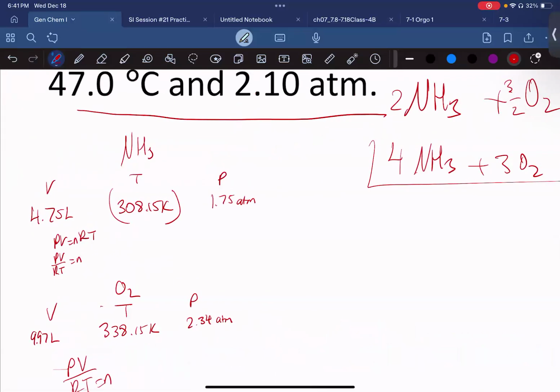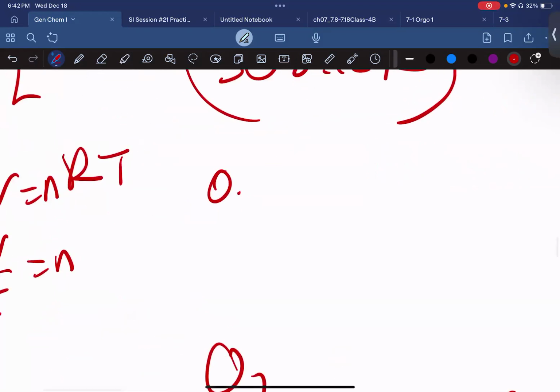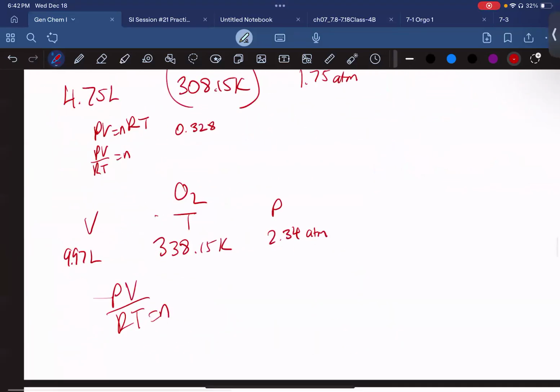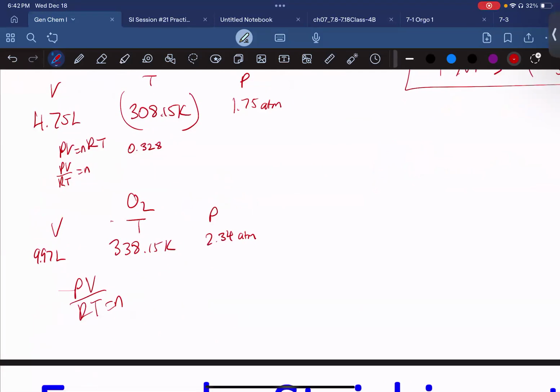So we gotta put 1.75 times 4.75, divided by 0.08206 times 308.15. And I got an answer of 0.328. I'm going to keep this as an exact number. So I'm going to use the number I got in the calculator to get the final answer.